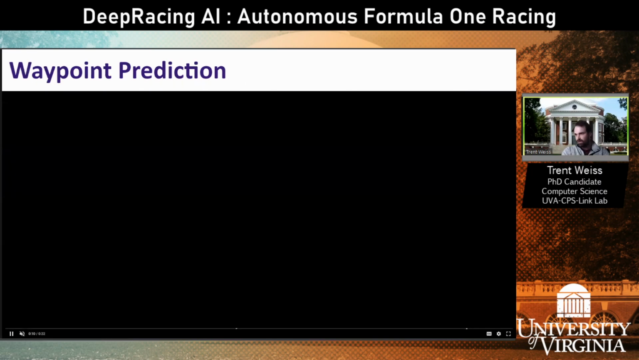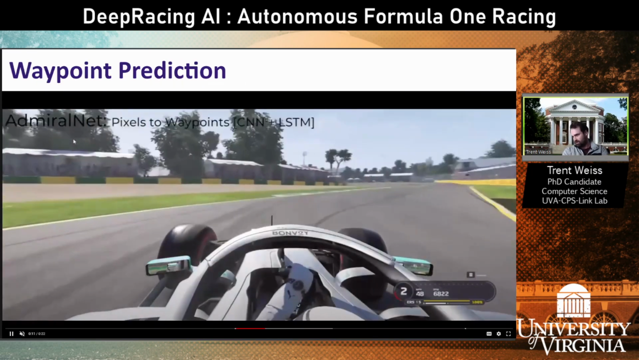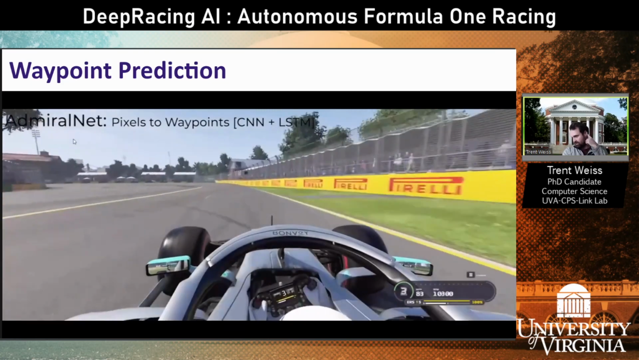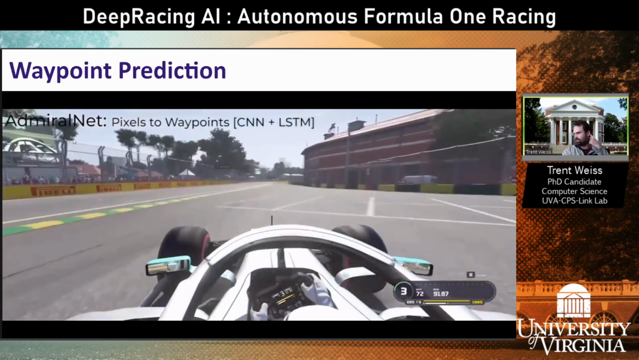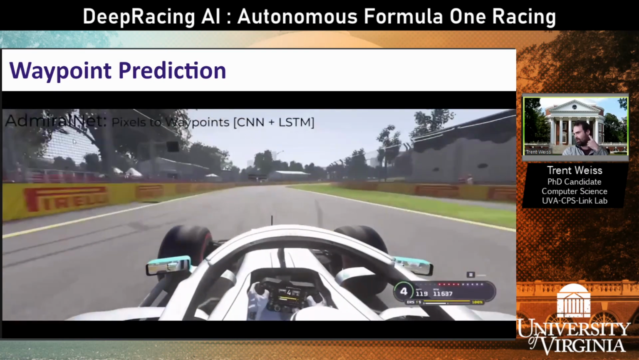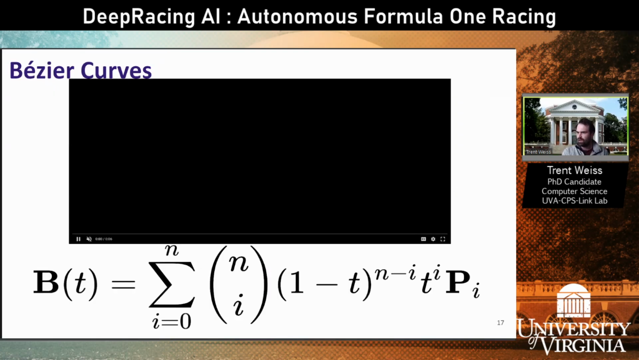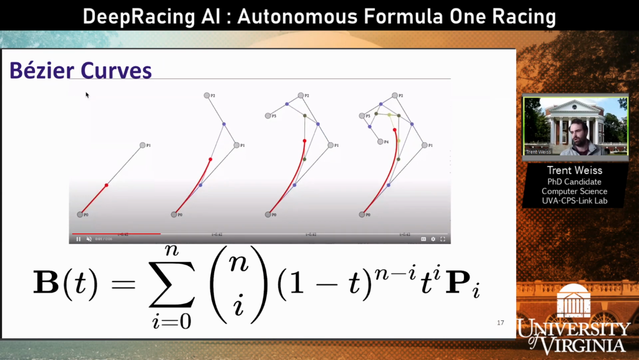For example, this can manifest as this nasty behavior of cutting corners. On particularly difficult curves, this waypoint prediction method doesn't really work that well. We're going to address these limitations with what are called Bezier curves.